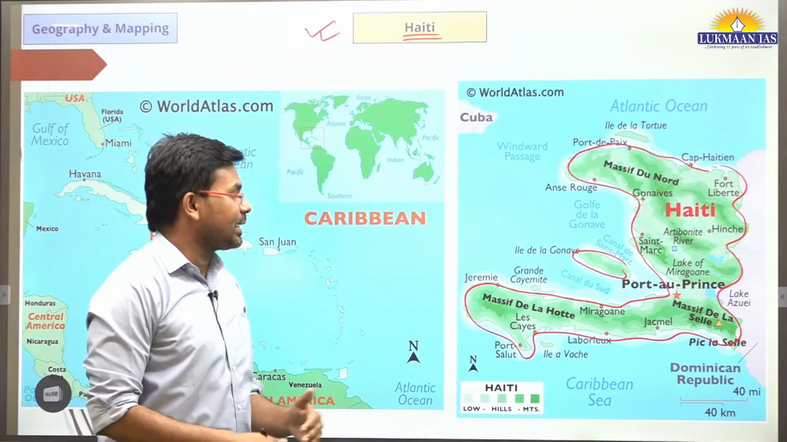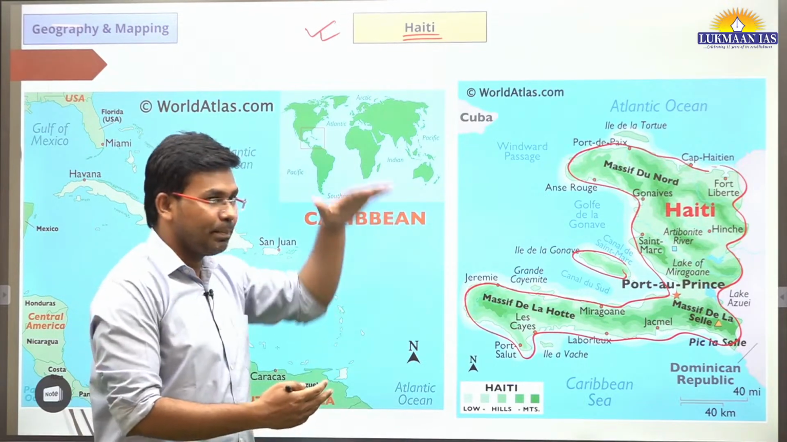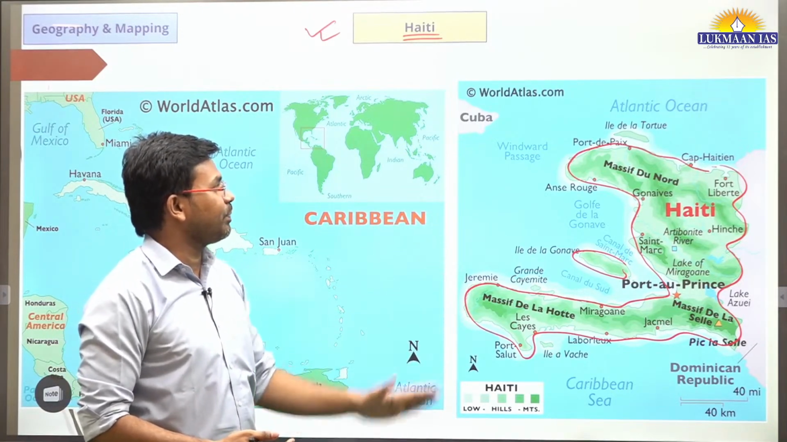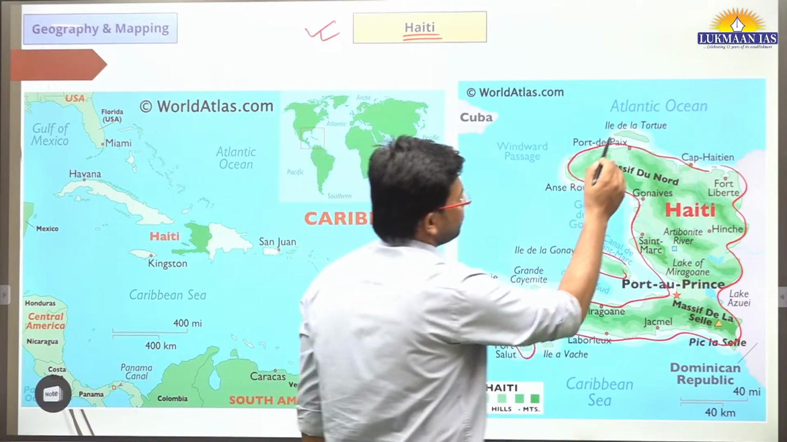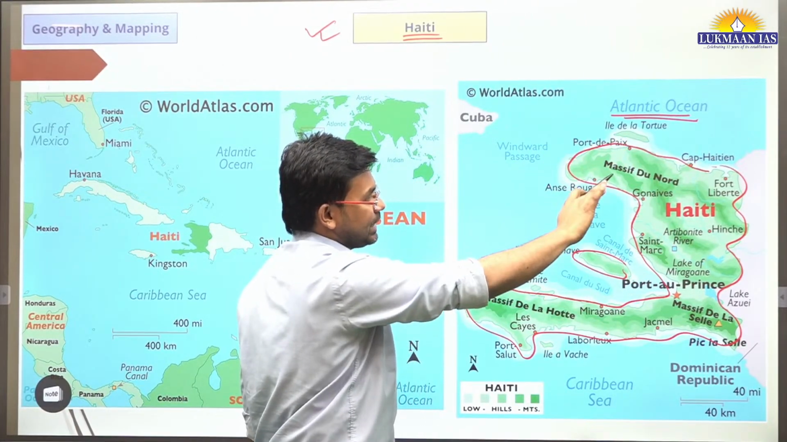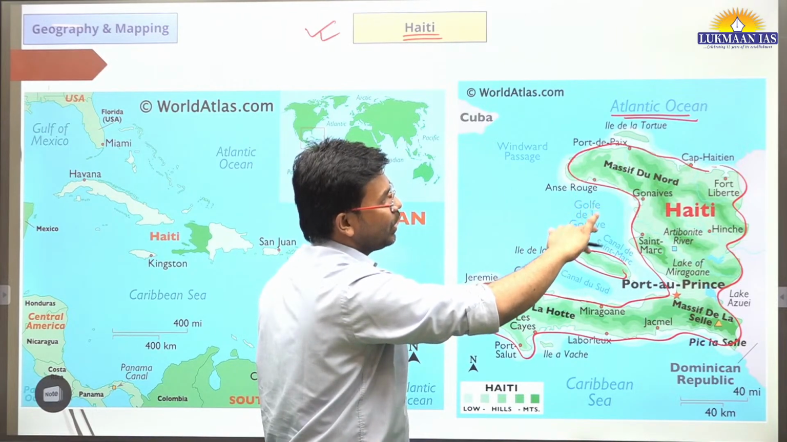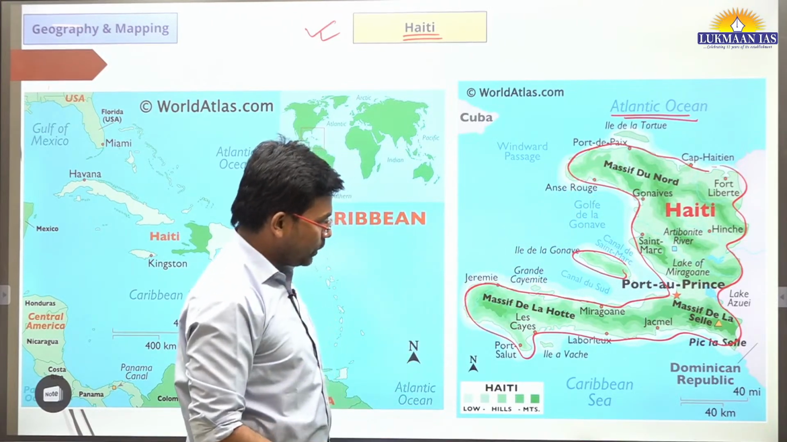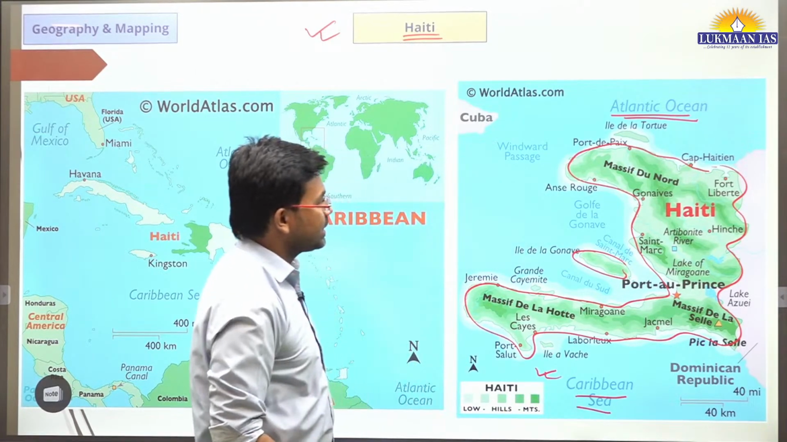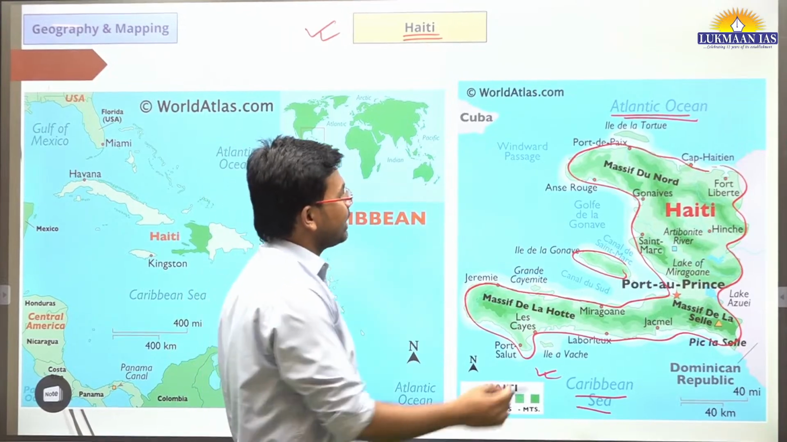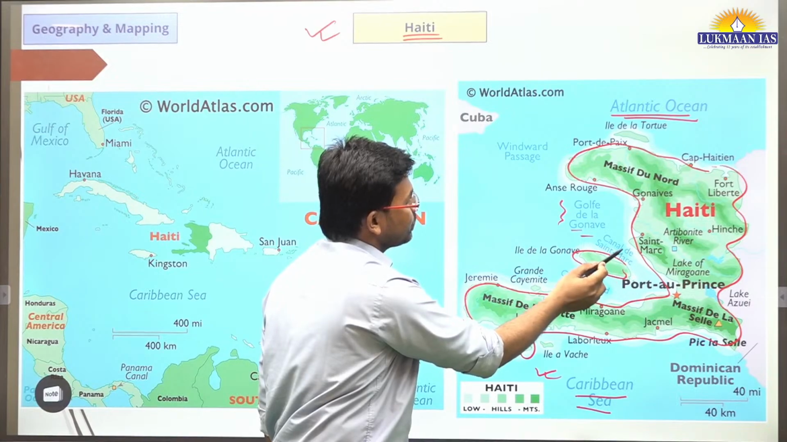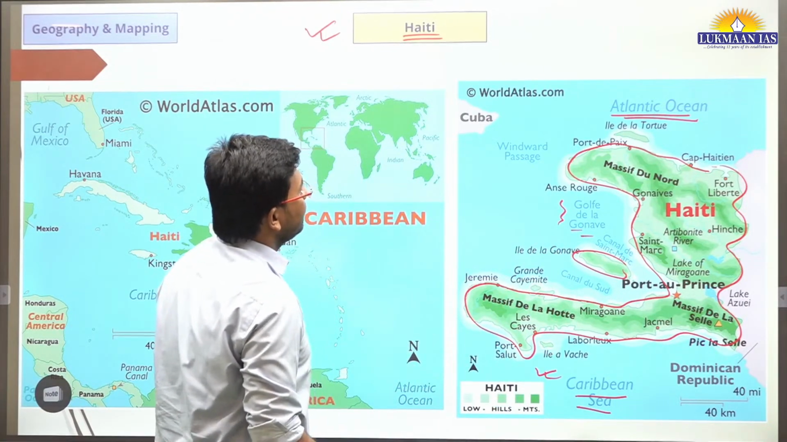So where is this country located? This country is located between North America and South America, in the Caribbean region. Here we have an ocean known as the Atlantic Ocean. This Haiti country is part of an island in the Atlantic Ocean. To the south of Haiti, we have the Caribbean Sea. This is important. And these are some of the places mentioned, like the Gulf de la Gonave, so this is a Gulf.